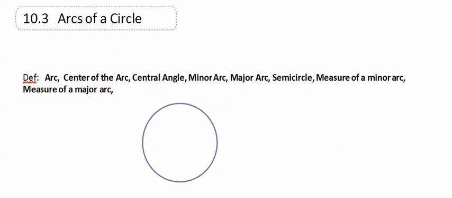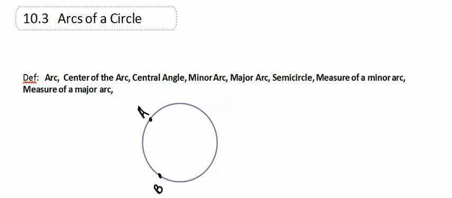Lesson 10.3 is all about arcs of a circle. We're going to start with a handful of definitions that have to do with parts of the circle and the measurements and basically just the arcs. The definition of arc is it consists of 2 points on a circle and all the points of the circle needed to connect the points by a single path.